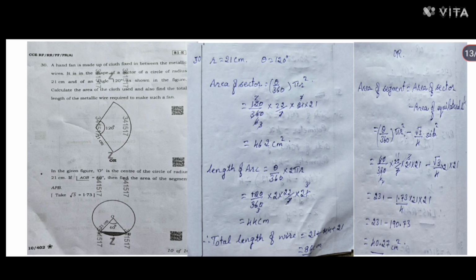Question number 30, you are finding the area of the sector first. After that, the length of the arc. After finding the length of the arc, for the total length of the wire, you are adding that length of the arc and 2 radius. Or question, you are finding the area of the segment. Area of the segment will be area of the sector minus area of the equilateral triangle, because one angle is 60 degrees, then the other two angles will be equal. If it is equal, again it becomes 60, 60. So 3 angles are 60 degrees, so it is an equilateral triangle. Using the equilateral triangle, you are finding the area of the segment.